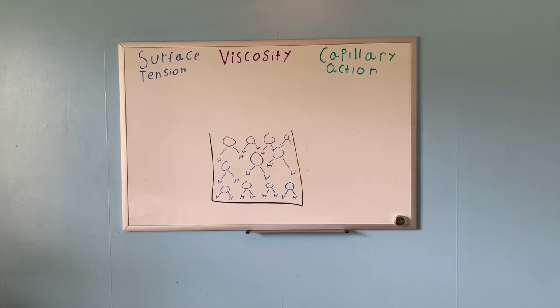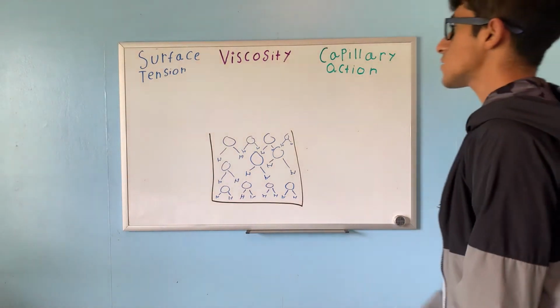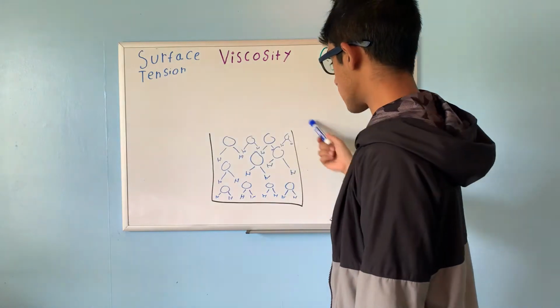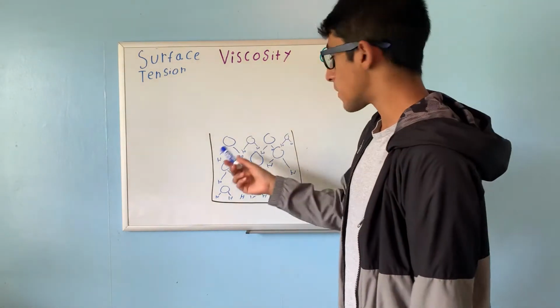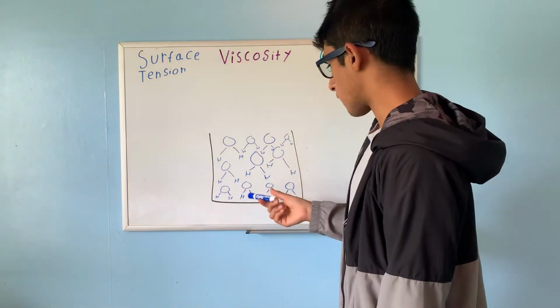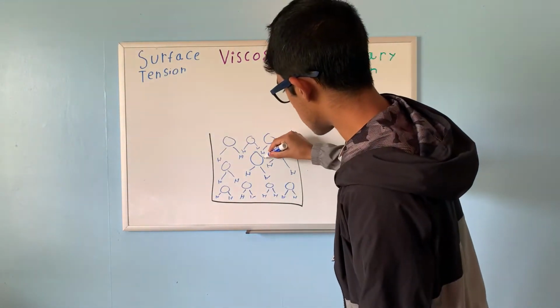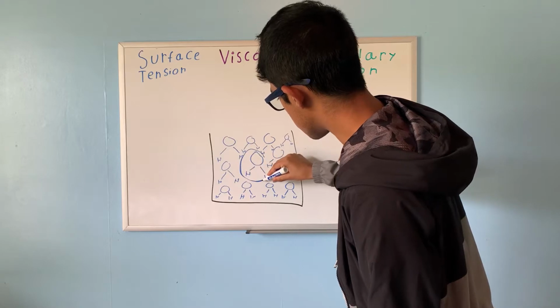Three major properties of water that you should be aware of are surface tension, viscosity, and capillary action. Beginning with surface tension, we can see a cup filled with water. As we remember, water molecules form hydrogen bonds. So let's take a look at this water molecule right here.